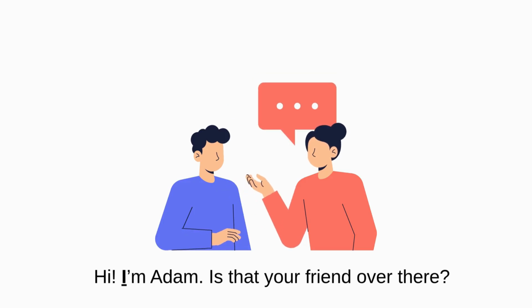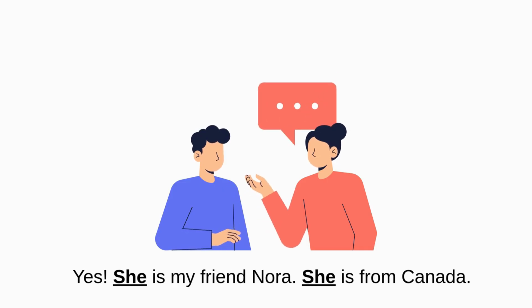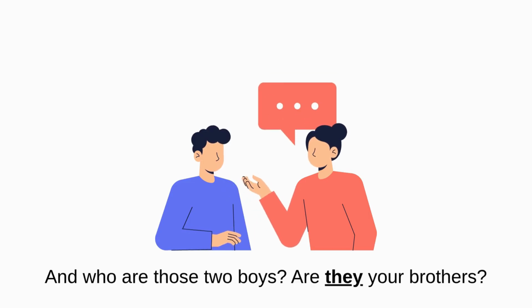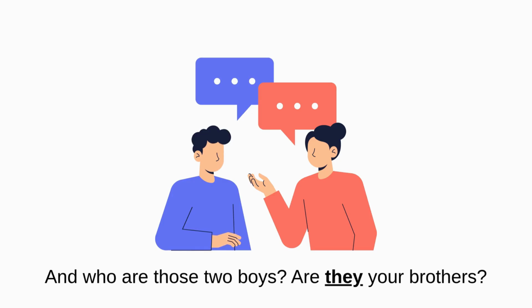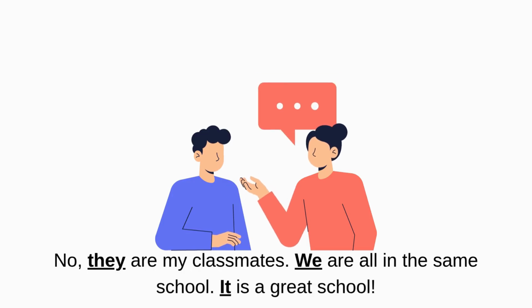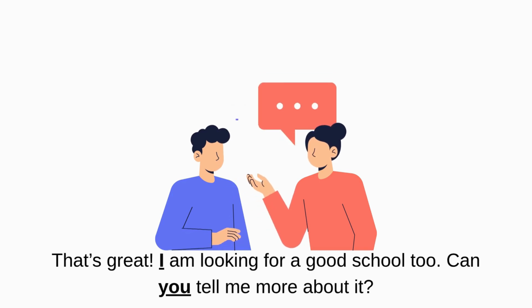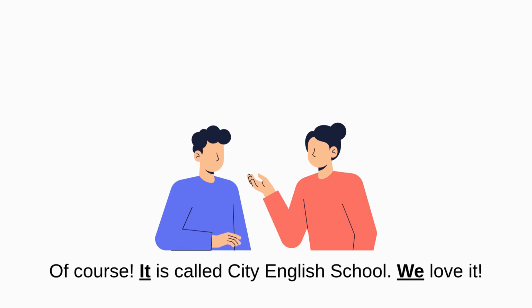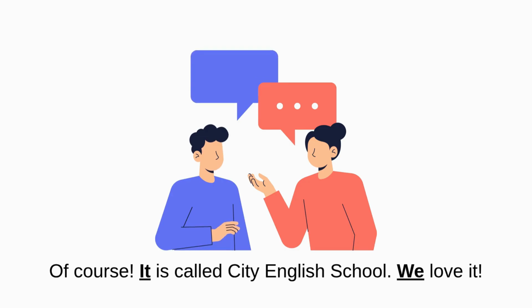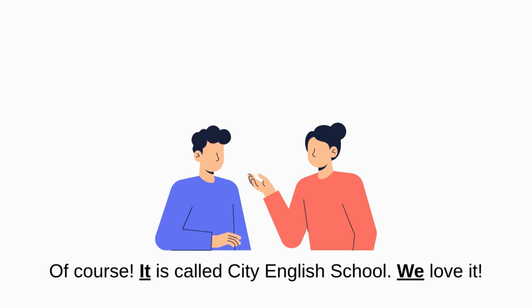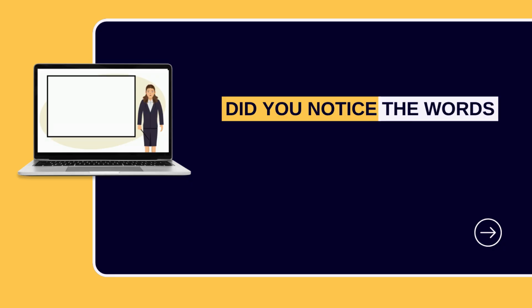Hi, I'm Adam. Is that your friend over there? Yes, she is my friend Nora. She is from Canada. And who are those 2 boys? Are they your brothers? No, they are my classmates. We are all in the same school. It is a great school. That's great. I am looking for a good school too. Can you tell me more about it? Of course. It is called City English School. We love it.